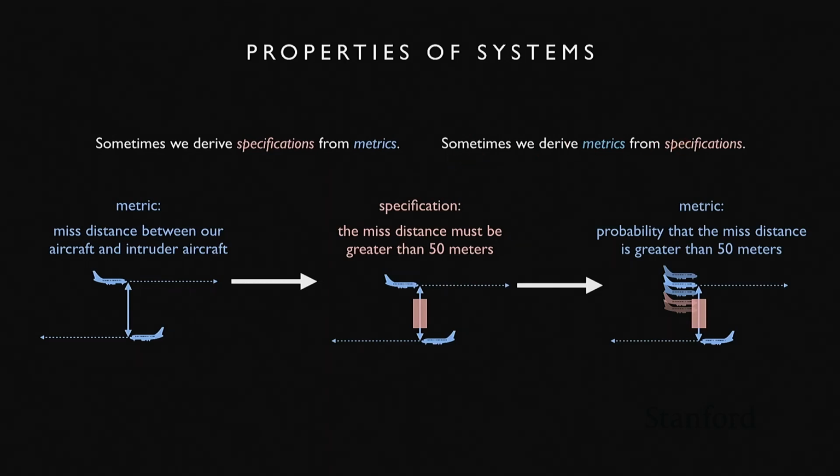Sometimes we can also derive metrics from specifications. So we took this, we made it into a specification. We can actually take it one step further and turn it back into a metric by saying we want to know the probability that the missed distance is greater than 50 meters. So what is the probability that the specification is satisfied?